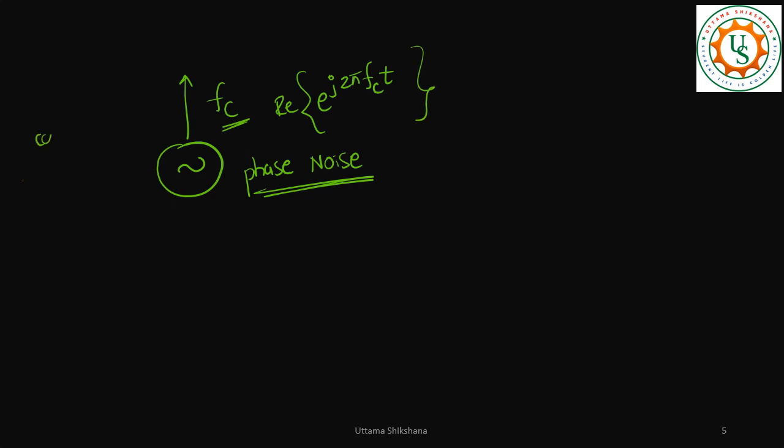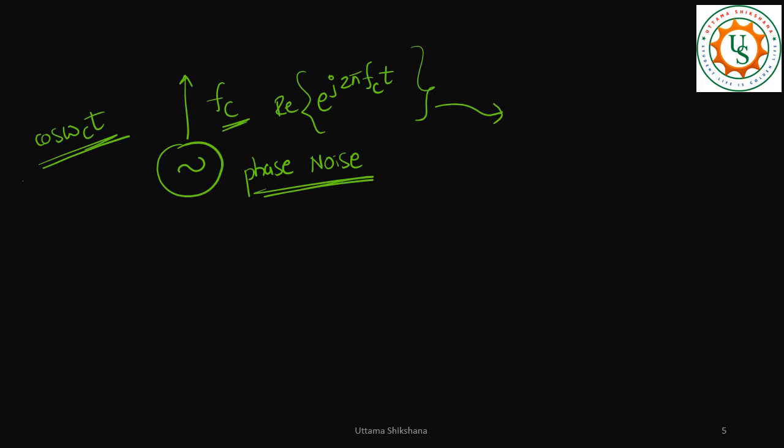So the local oscillator would produce the frequency at center frequency fc. This local oscillator introduces what is known as phase noise. Let's say e to the power of j 2 pi fct. We can even say the real part of this, because cos omega ct is what is required.